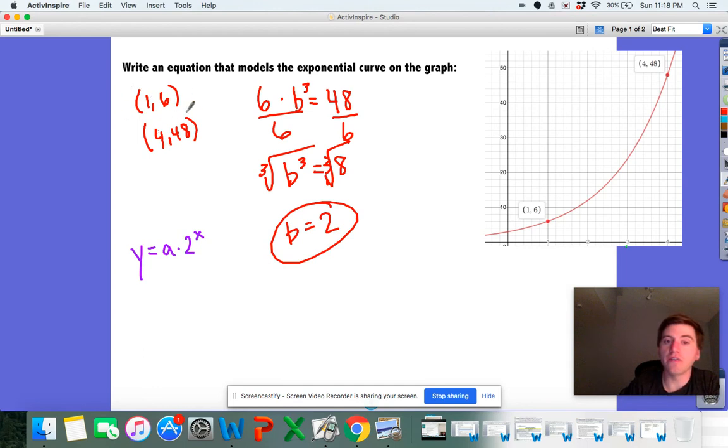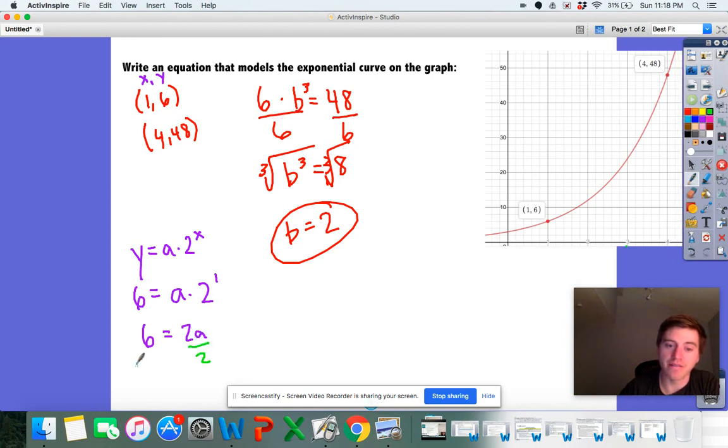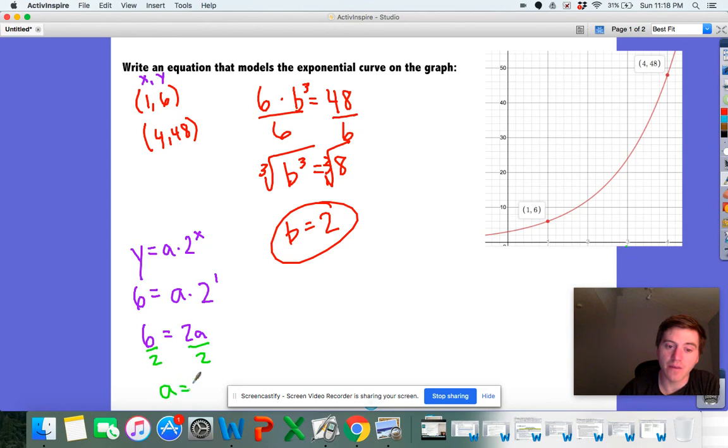So I can use either one of these guys to solve for a. So since this is an x and a y, I'll use the smaller numbers just because they tend to be easier, right? 1 and 6. All right, so that means x is 1 and 6 is y. So 6 equals a times 2 to the first. And see, the smaller number made it easier because 2 to the first is just 2. So 6 equals 2 times a, which is 2a. And since I know 2 times a, the inverse of that is dividing. So a must be 3.